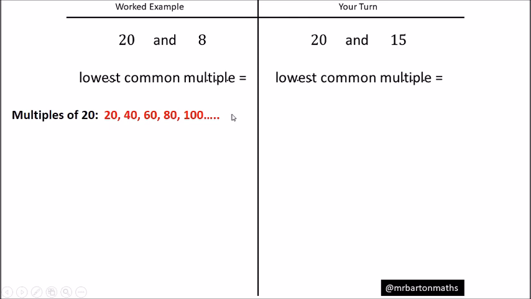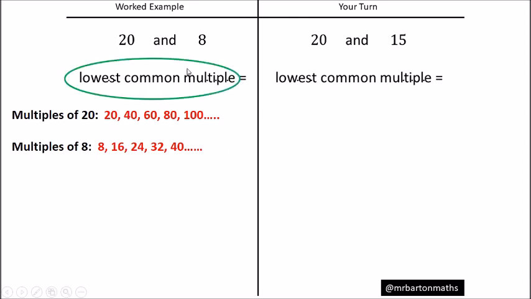Okay, the next thing we're going to do, we're going to list the multiples of 8. So remember, multiples are just that number's times tables. So my multiples of 8 are just 8, 16, 24, 32, 40, and so on.